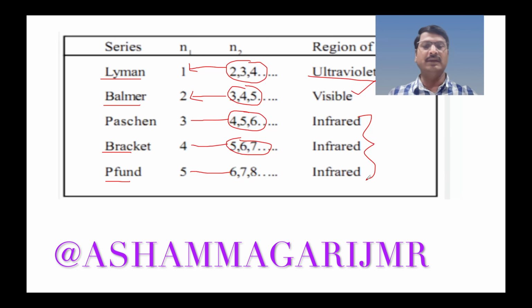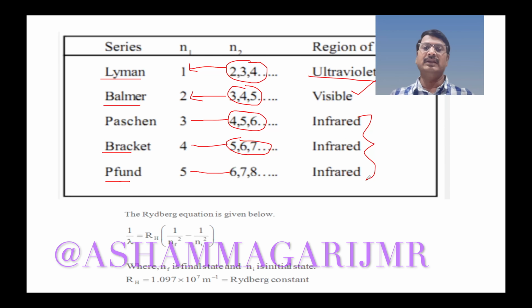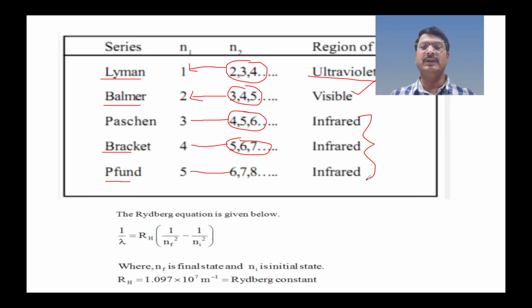the infrared region. To calculate the wavelength of the light emitted in these series, we use the Rydberg equation. By using the Rydberg equation, you can find the wavelength of the different lights emitted in these series. The Rydberg equation is 1 by lambda is equal to RH into 1 by NF square minus 1 by NI square.